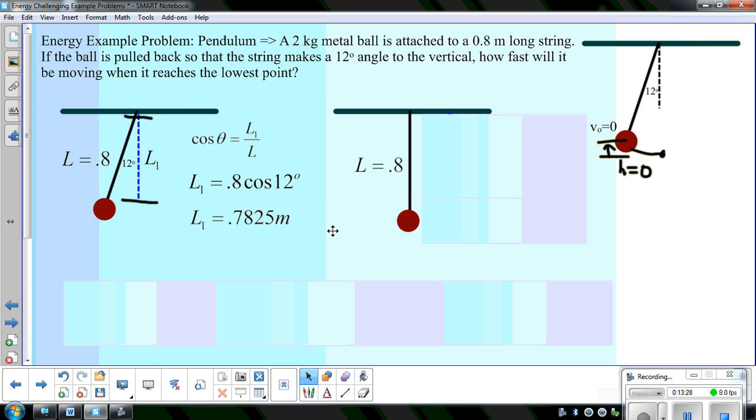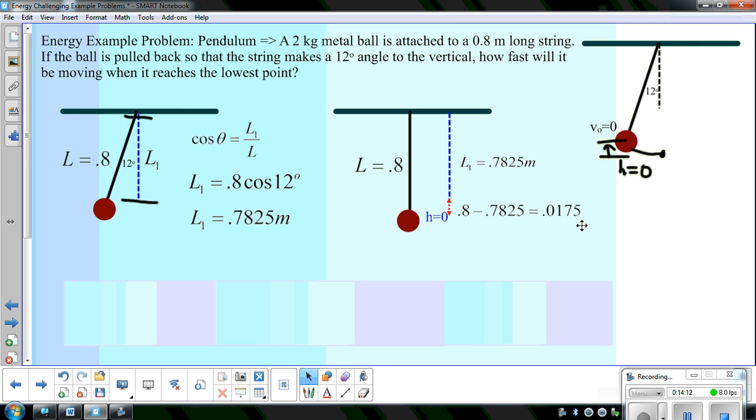Looking at the point where it's at its lowest point, this is the point that we want to know how fast it's going at. It's going to be a little bit lower now because the string is straight down. So if this length was 0.7825 meters and the length when it's straight down is 0.8 meters, the difference in height, again, we're saying that at this lowest point, we're going to say it's a height of 0. The difference in height here is 0.8 minus 0.7825. So there's a difference in height from the initial to the lowest point of 0.0175 meters.